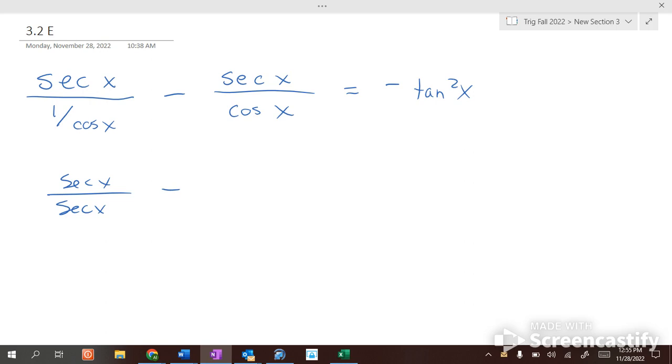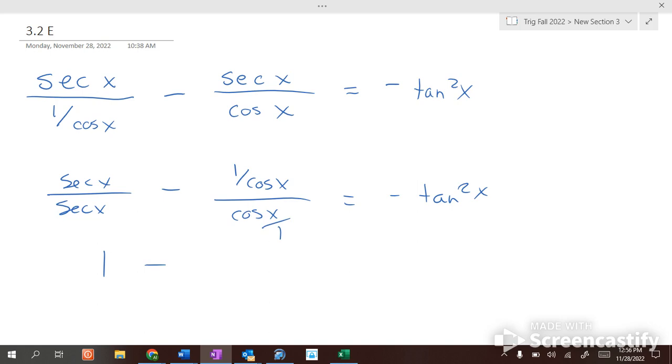What would you do on the second one? Change secant into 1 over cosine of x, over cosine of x, equals negative tangent squared of x. All right. So you say secant over secant is 1. So we got 1. So then this complex fraction we got going on right there, 1 over cosine of x over cosine of x. How can we get rid of a complex fraction? Multiply by the denominator of the denominator, right? Well, what's the denominator of the denominator? 1. That doesn't do anything for us.